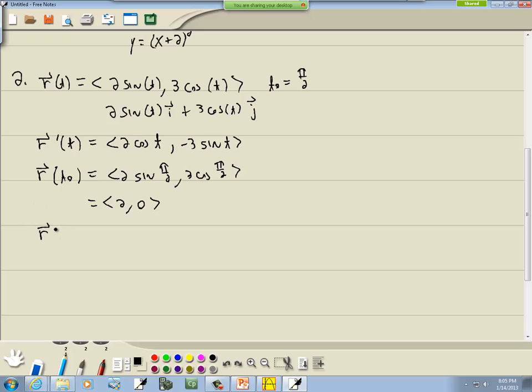We also need to take that value and plug it into our r prime. So we're going to plug in t naught, which is pi over 2, into r prime. So we're going to have 2 cosine pi over 2, negative 3 sine pi over 2. Now cosine pi over 2 is 0. 0 times 2 is 0. And then sine pi over 2 is 1. 1 times negative 3 gives us negative 3.